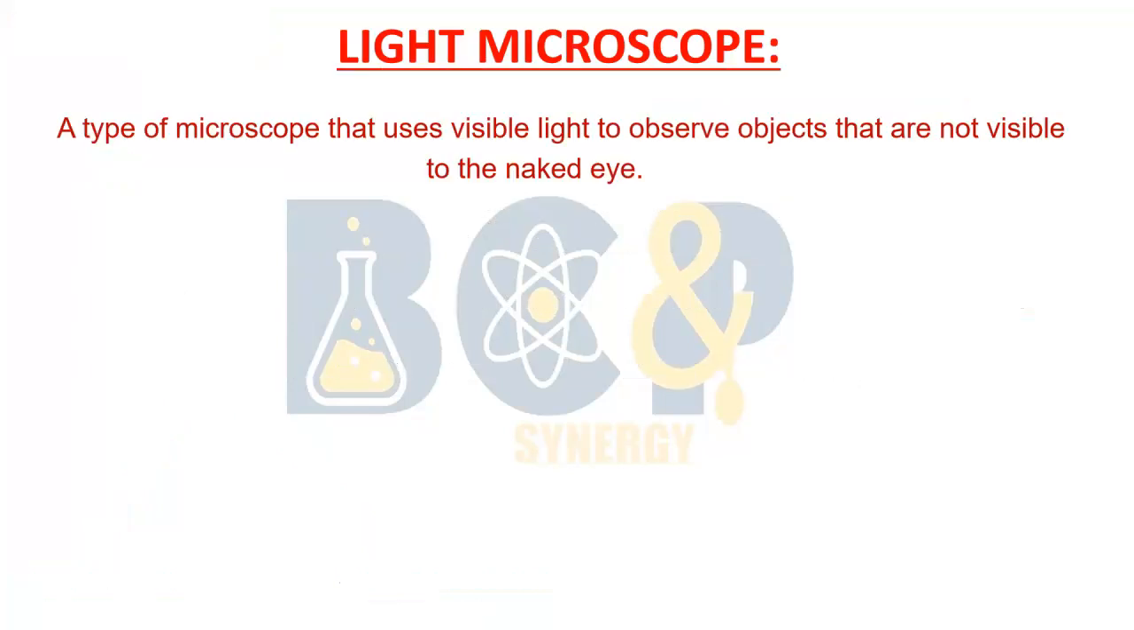So what is light microscope? It is a type of microscope that uses visible light to observe objects that are not visible to the naked eye. As the name of light microscope indicates, there is a use of light in this microscope. So we use the visible light to observe those objects that are not visible to the naked eye, or those objects which cannot be seen directly through the eye.